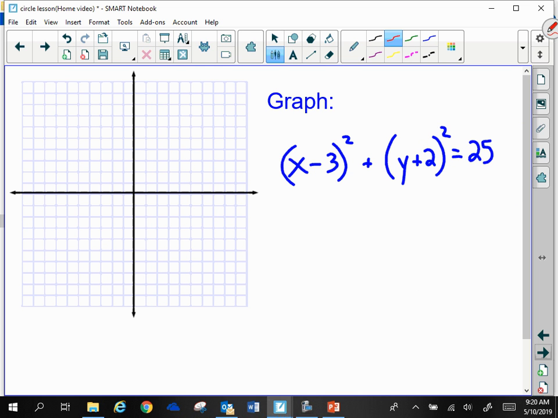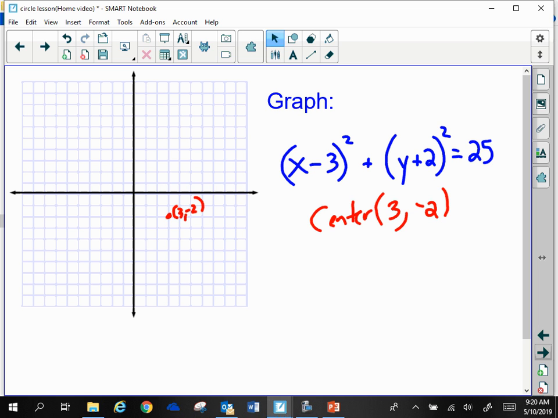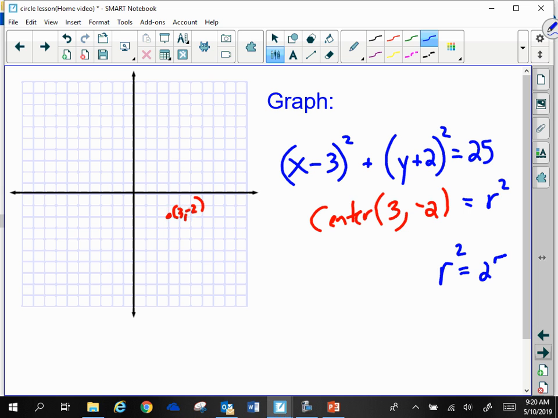So as I come up here and graph this, if I have this problem right here, my center is going to be located at, set that equal to 0, set the y equal to 0. So go over 3, down 2. There's my center. I'll label it 3, negative 2. Now this equals r squared right here, so I have r squared equals 25. Do the square root. Now the radius is plus and minus 5, but can you have a radius length that's negative 5?